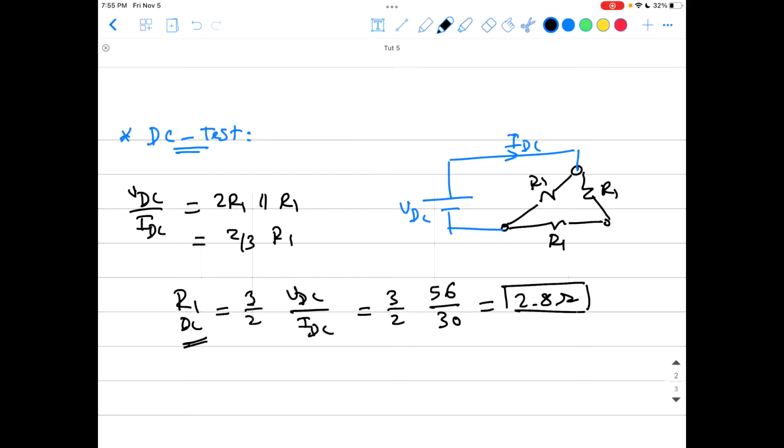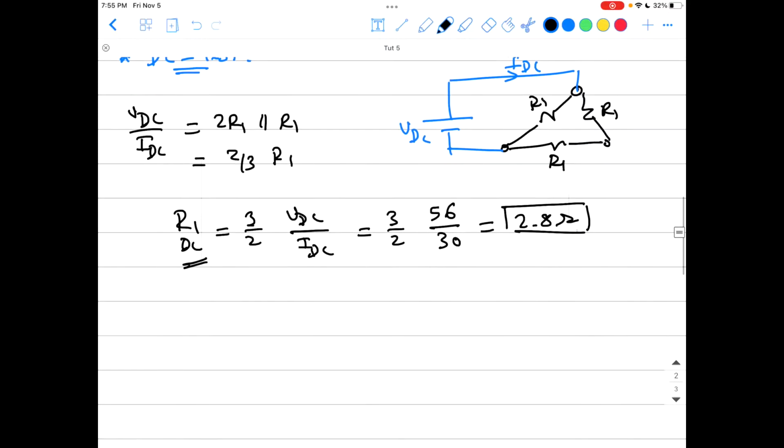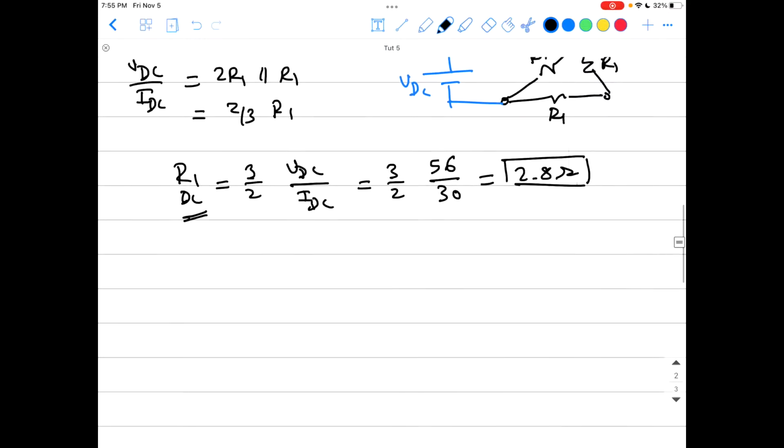Okay, so that is the R1 from DC test, and we can proceed. So after the locked rotor test, we go from DC test directly to the locked rotor test. Sometimes, by the way, we call it the blocked rotor test. They are the same.